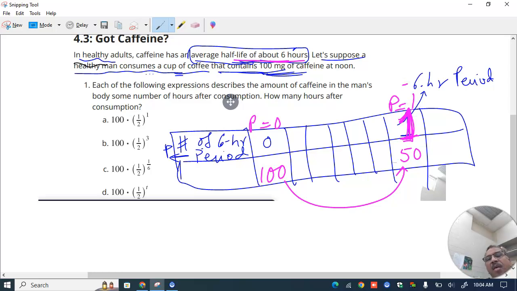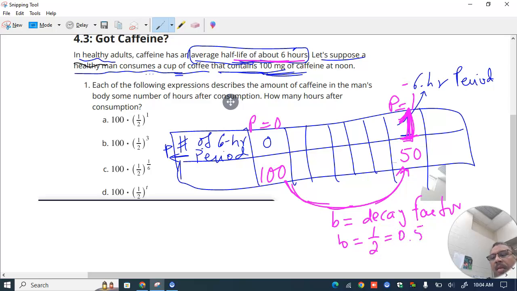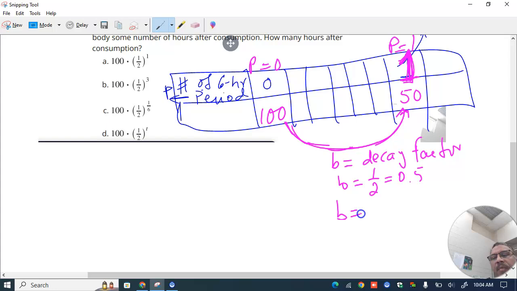So after 6 hours, the decay factor. So what is that decay factor? Let's call it B, which is the decay factor. This decay factor B is one half. Of course, it is 0.5, right? And it can be written as 1 minus 0.5.